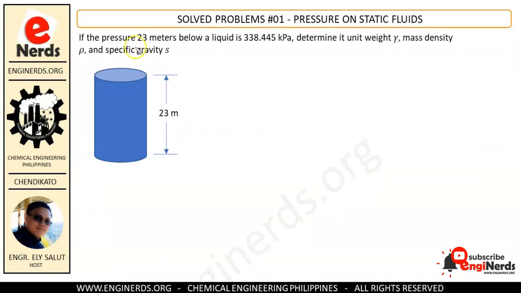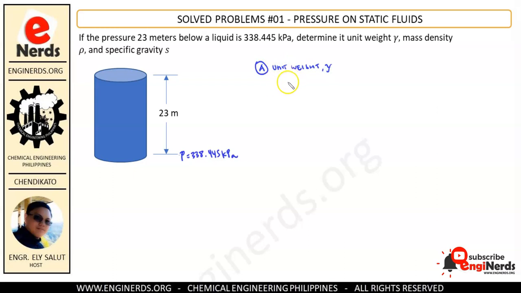Okay, if the pressure 23 meters below the liquid is 338.445 kilopascal, determine its unit weight, mass density, and specific gravity. So, tatlo yung hahanapin natin, no? So, meron tayo ditong pressure here, which is equal to 338.445 kilopascal. Okay, so unahin nating sagutan itong A, which is we need to determine the unit weight.